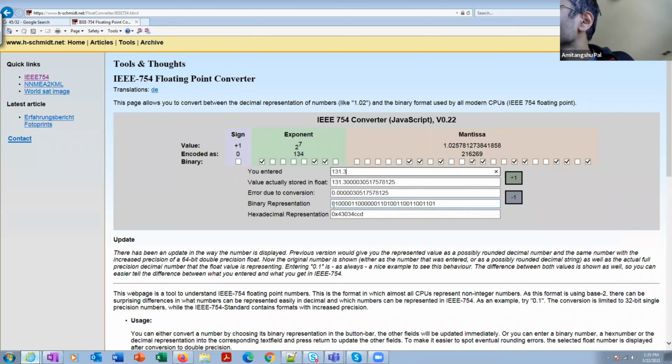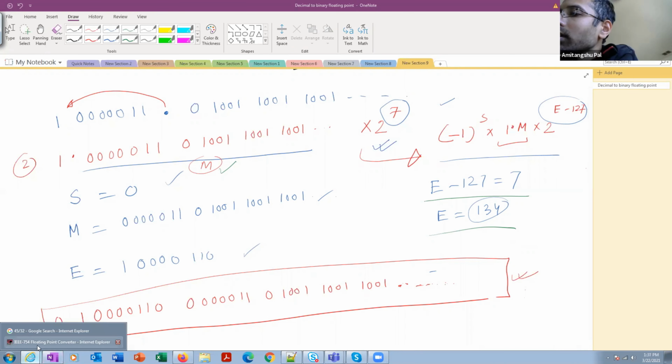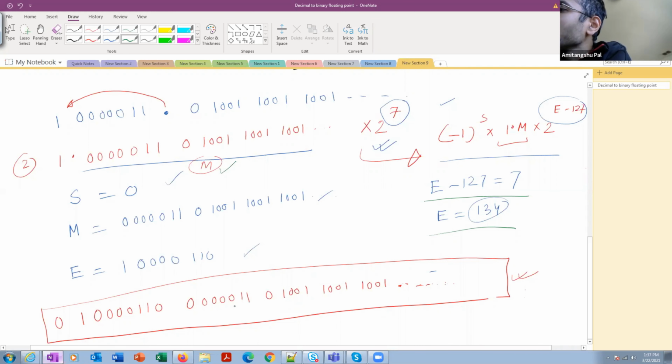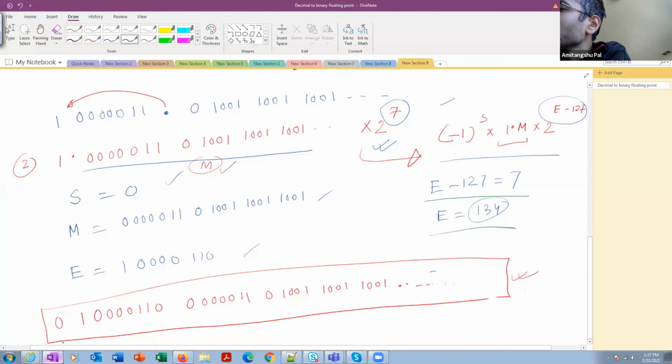then I will get the sign bit is 0. Next 8 bits are 1 2 3 4 5 6 7 8, so the next 8 bits are 1 0 0 0 0 1 1 0. Here also I got 1 0 0 0 0 1 1 0. The mantissa part is 0 0 0 0 0 1 1 0 and then 1 0 0 1 1 0 0 1 1 0 0 1 will follow. So in this way you need to write it until all the 32 bits are exhausted.